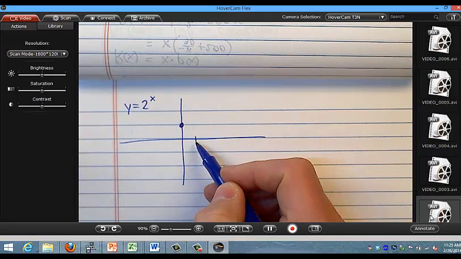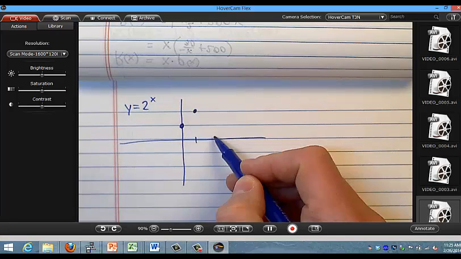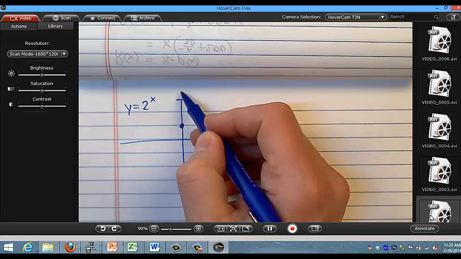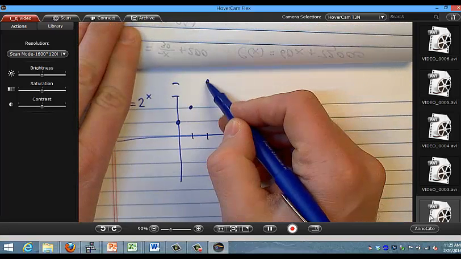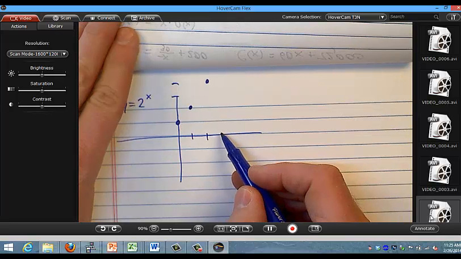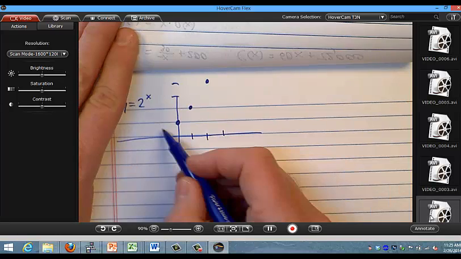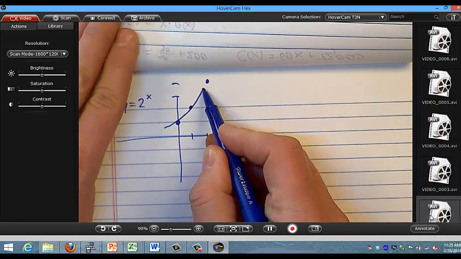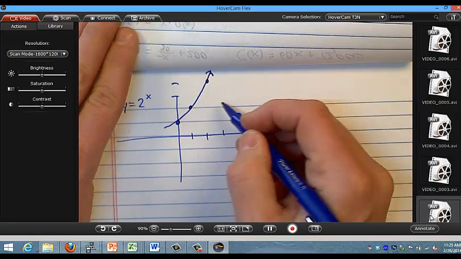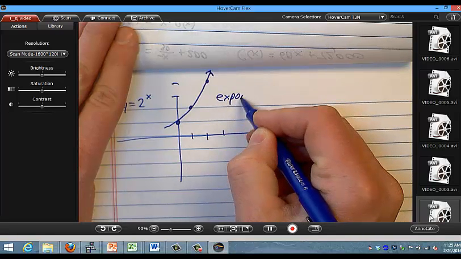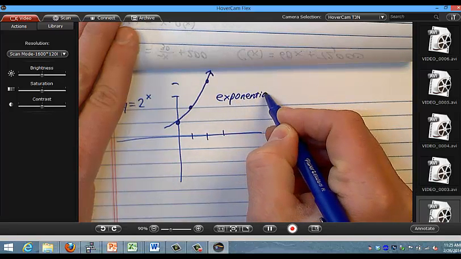2 to the first power is 2. 2 to the second power is 4. 2 to the third power is... So it really is taking off, isn't it? And this exponential growth is extremely fast.